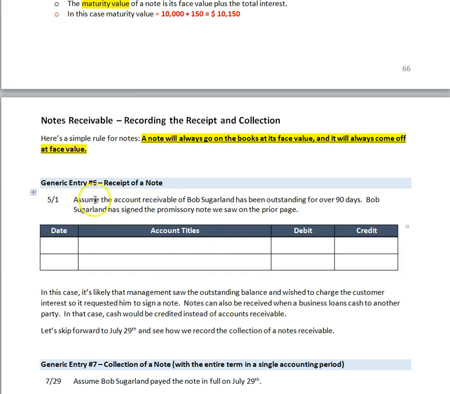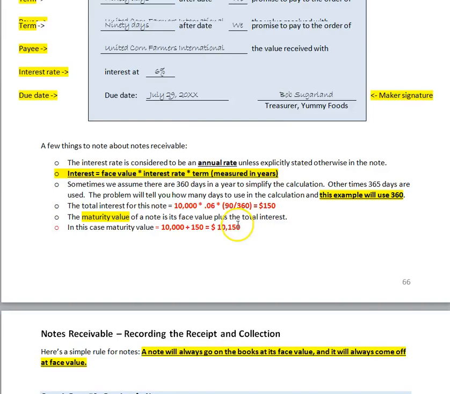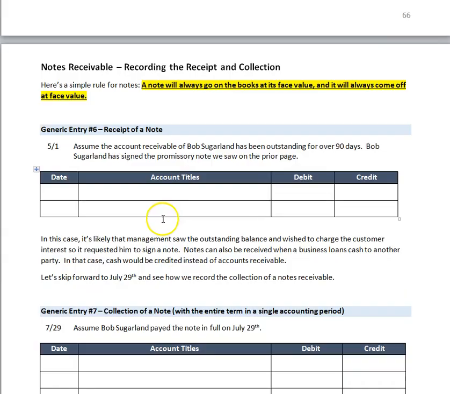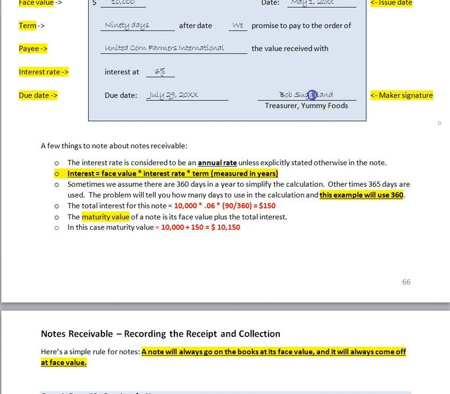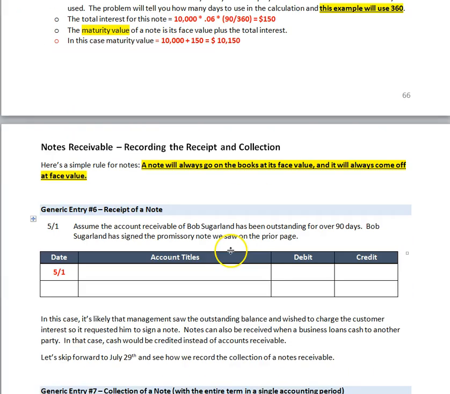Alright, receipt of a note. On 5-1, assume that the accounts receivable of Bob Sugarland has been outstanding for 90 days. He's signed a promissory note, so this is the one we're going to receive. Bob Sugarland's, we are United Corn Farmers International. Bob Sugarland's been owing us money for a while, and he hasn't paid. So now we're going to make him sign a note, or allow him to sign a note, and we're going to charge him some interest too, since his balance has been outstanding for some time.